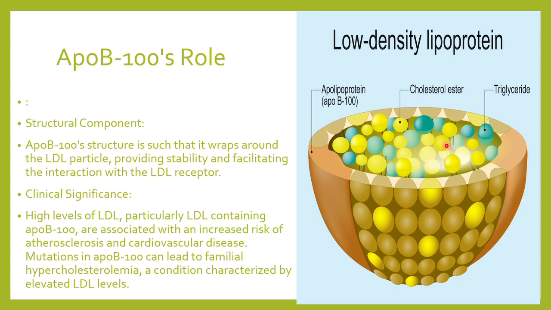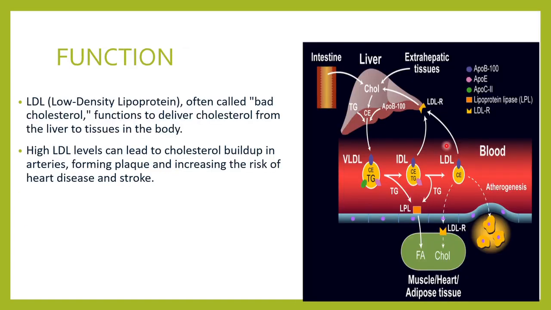So high levels of LDL, particularly LDL containing ApoB100, are associated with atherosclerosis, and mutation of this ApoB100 can lead to familial hypercholesterolemia. It is a condition where there is increased level of LDL. So what is the function of the LDL? Why is LDL called the bad cholesterol?